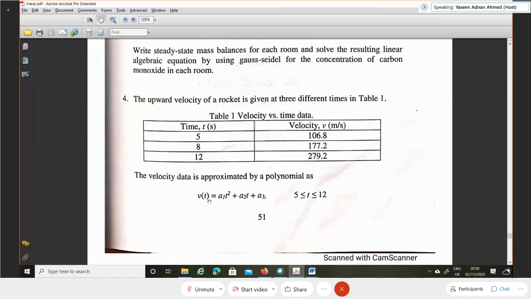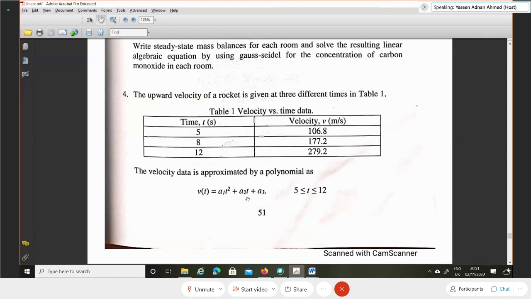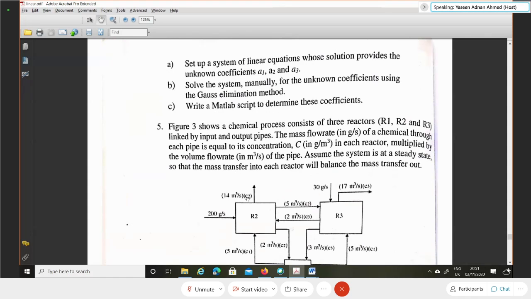So V1 will be equal to the equation with T1, and for V2 you need to put T2, and for V3 you need to put T3. Then your unknowns are A1, A2, A3: 3 unknowns, 3 equations, so you can solve it. Which method they will say.